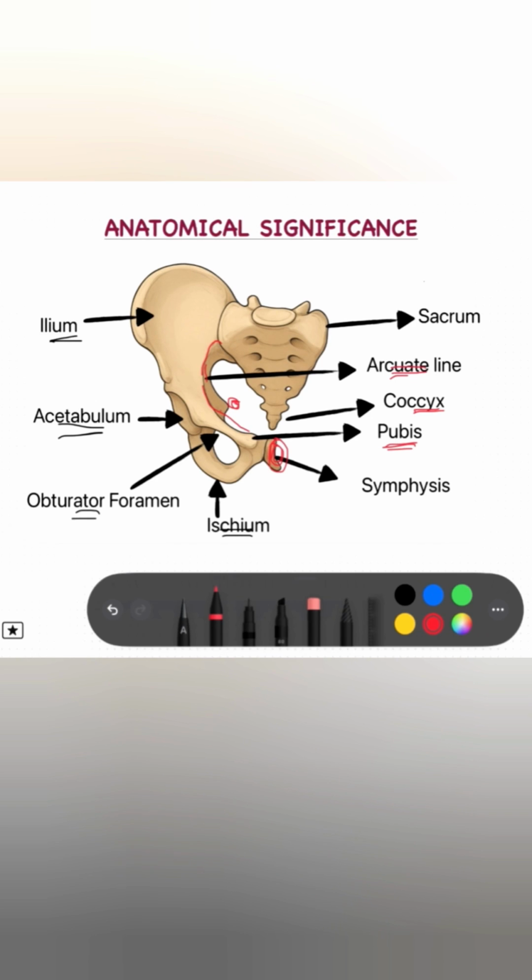So it usually forms anatomically a separation of the true pelvis and the false pelvis, whereby the top part above the arcuate line is what we are calling the false pelvis, while the lower part is the true pelvis.